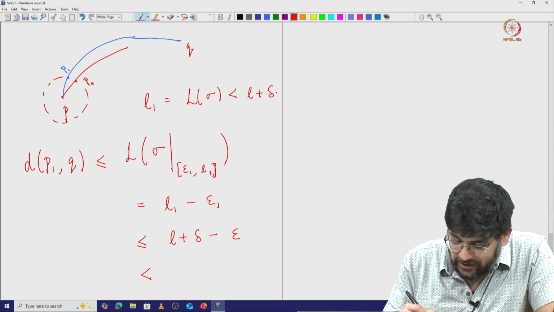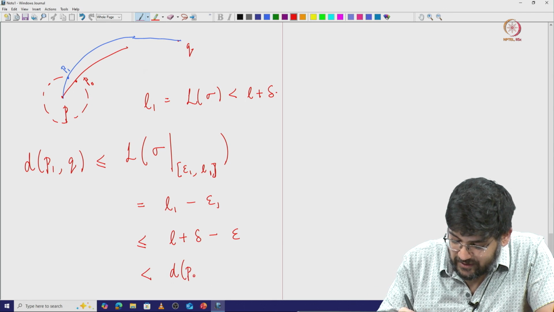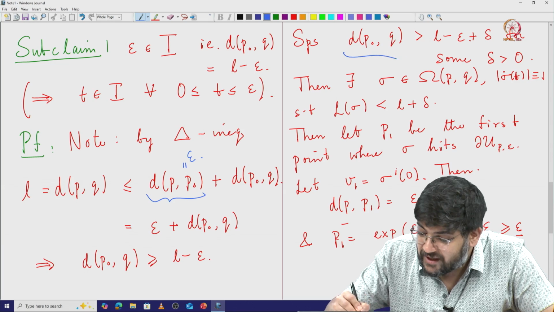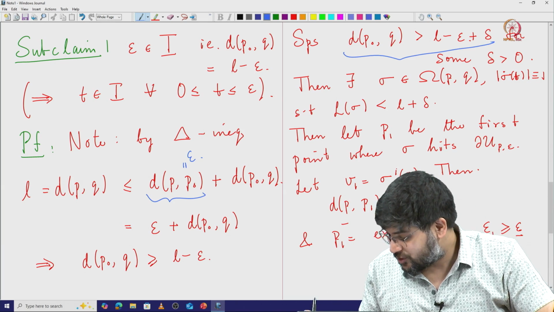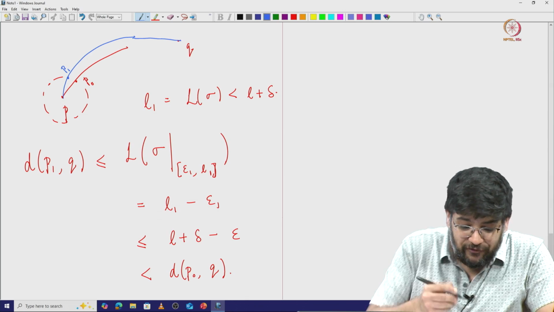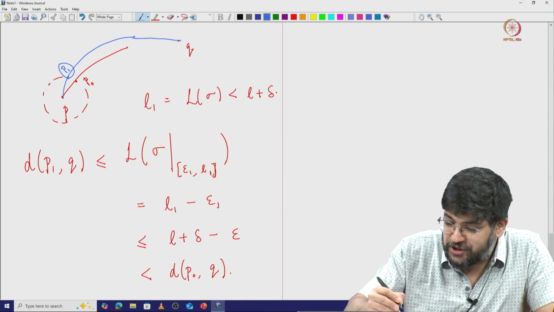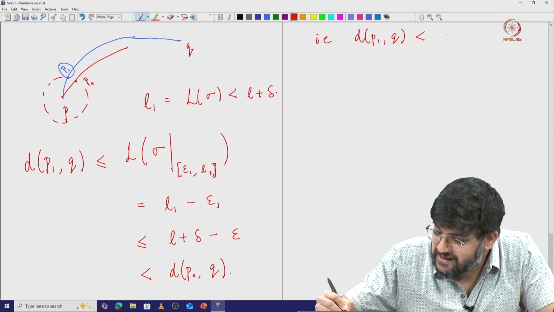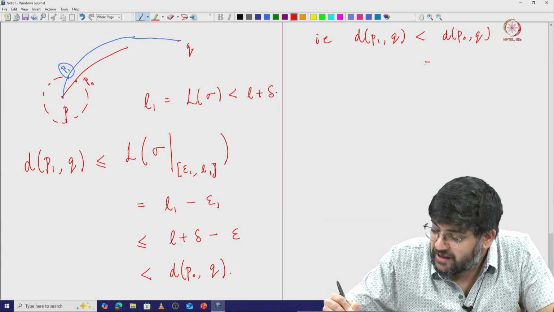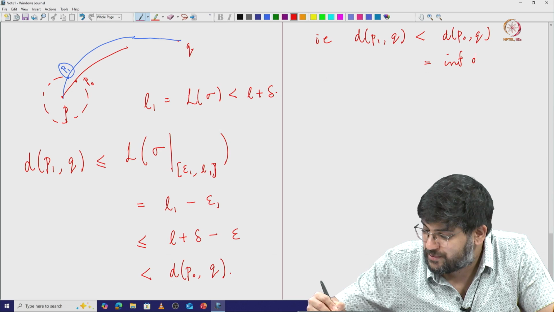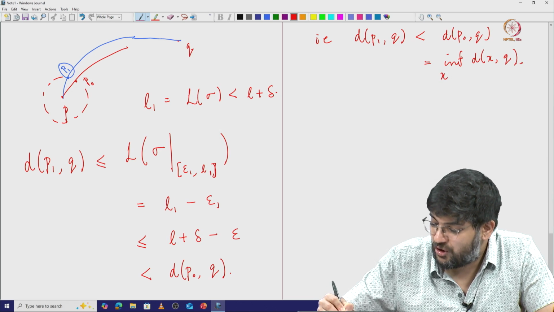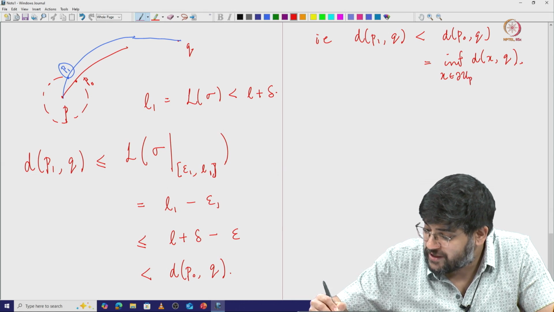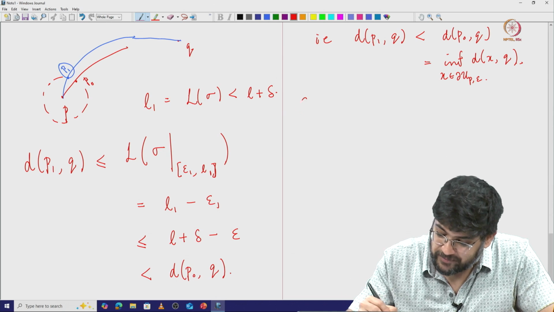But by our hypothesis this is strictly smaller than the distance from P0 to Q, since we were assuming that this distance is bigger than L minus epsilon plus delta. So we have found another point P1 on the boundary of the geodesic ball such that the distance of P1 to Q is strictly less than the distance of P0 to Q. But remember the definition of P0: it attained the infimum of the distance to Q over all points on the boundary. So that is a contradiction.